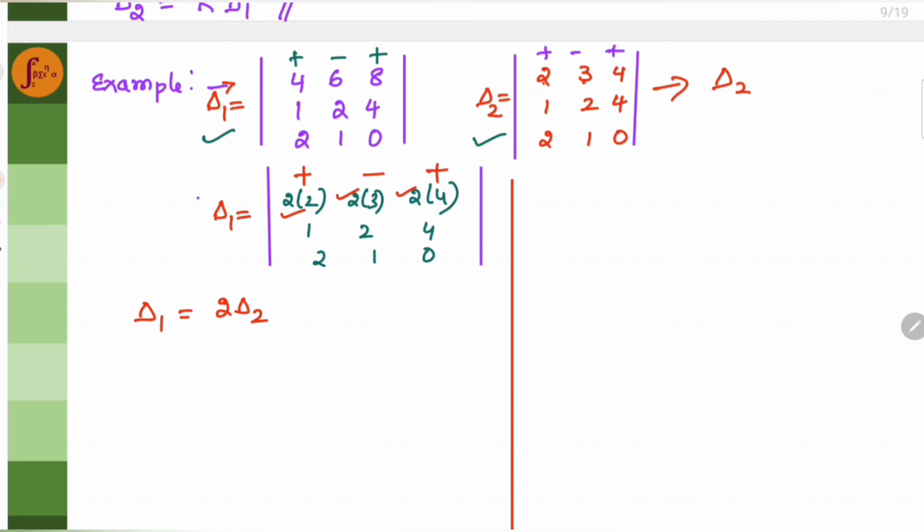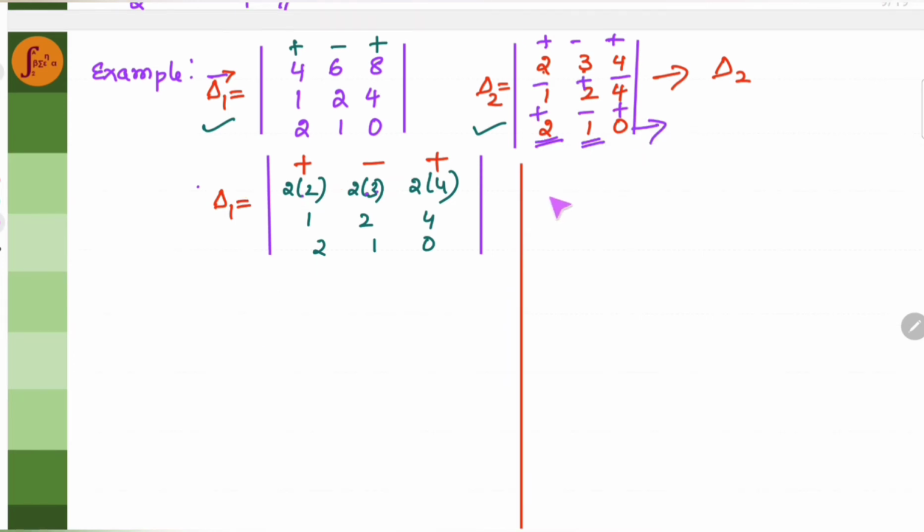So let's prove this. Now let's calculate determinant 2 first, right? Determinant 2 is equal to, let's take the third row. Let's take the third row because this has 0 in it, so it makes the calculation easier. So the first element in the third row is plus 2, right? First of all, we have to write the signs. Signs for the third row are plus, minus, plus.